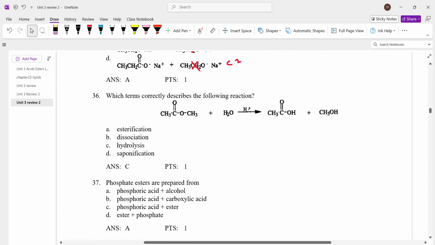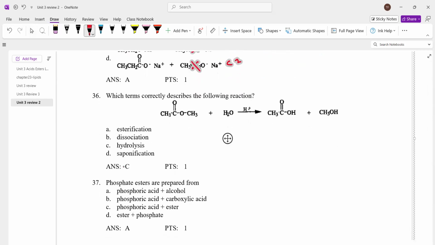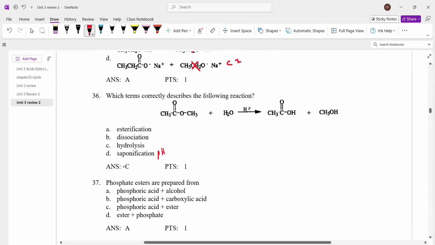Okay, so saponification requires pH greater than 7, and because we're in an acidic environment, that's not saponification. Dissociation means we start with an acid, and this is an ester. So that's not that. And we're already starting with an ester, so it's not esterification. So the only thing left is hydrolysis. So whenever we have hydrolysis, meaning water, in an acidic or an alkaline environment, the ester comes apart. So it's C.